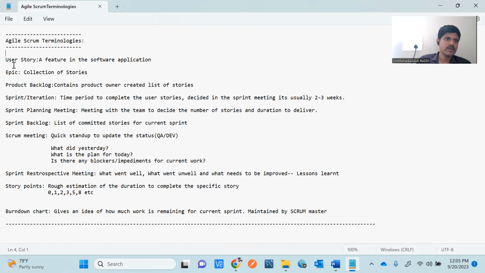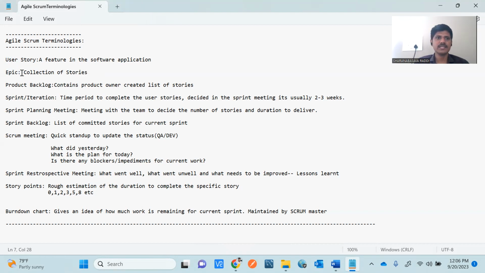First one we have already discussed, right? User story. A user story is nothing but a feature or a component that is implemented as a part of the software application. So a user story is a feature of a software application. Next, what is an epic? An epic is nothing but a collection of stories. Meaning one epic may have a number of stories.